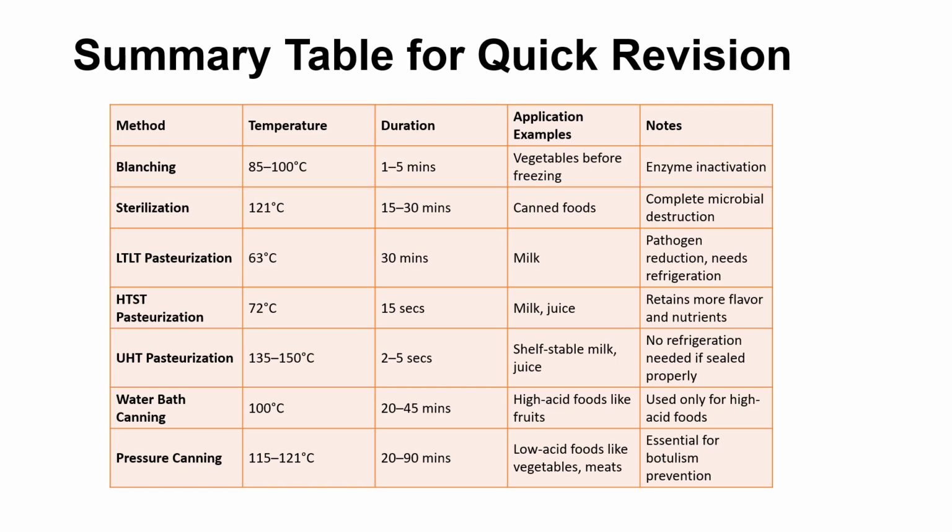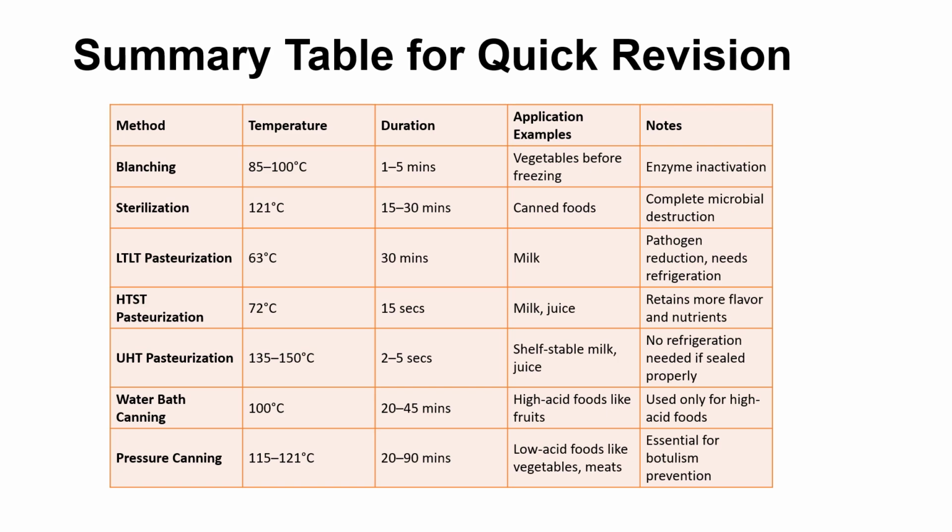This is a quick summary table for revising the whole topic. So here we have divided the method with temperature, duration, applications and examples, and the notes. Okay. So blanching, the temperature here is 85 to 100 degrees Celsius. The duration is 1 to 5 minutes. Applications or example applicable for vegetable before freezing, and the main purpose of this blanching is enzyme inactivation.